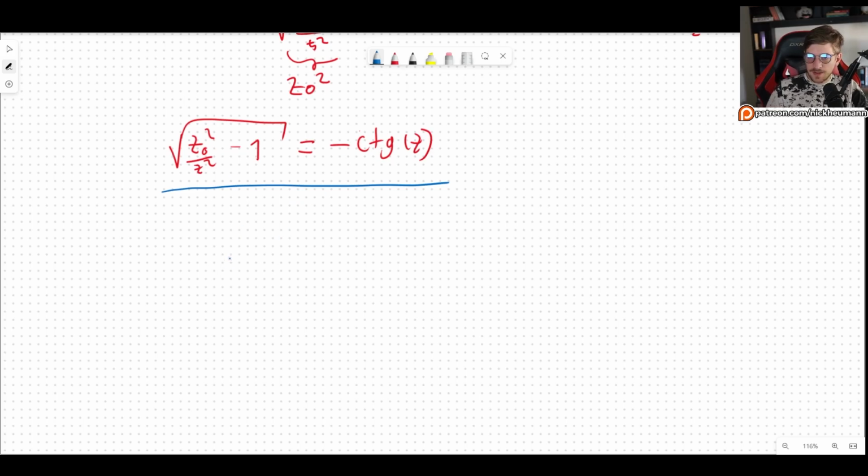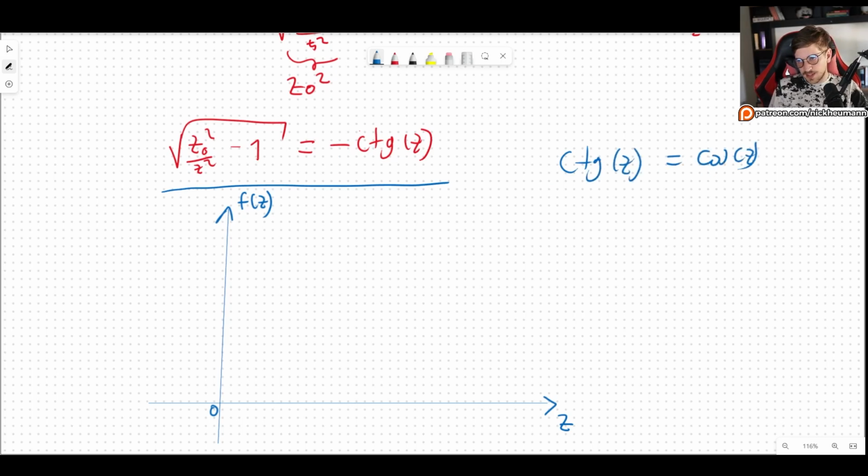So if we want to figure out what the solutions are, keep in mind the points of intersection are going to be those that we are interested in for our possible values of the energies. So here I'm graphing in terms of z both of our functions of z. Now, what about the cotangent? Keep in mind the cotangent of z is simply cosine of z divided by sine of z.